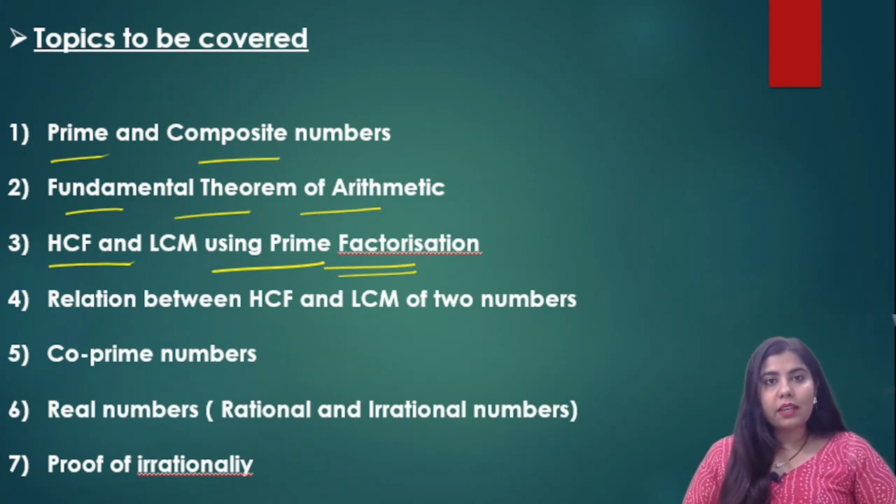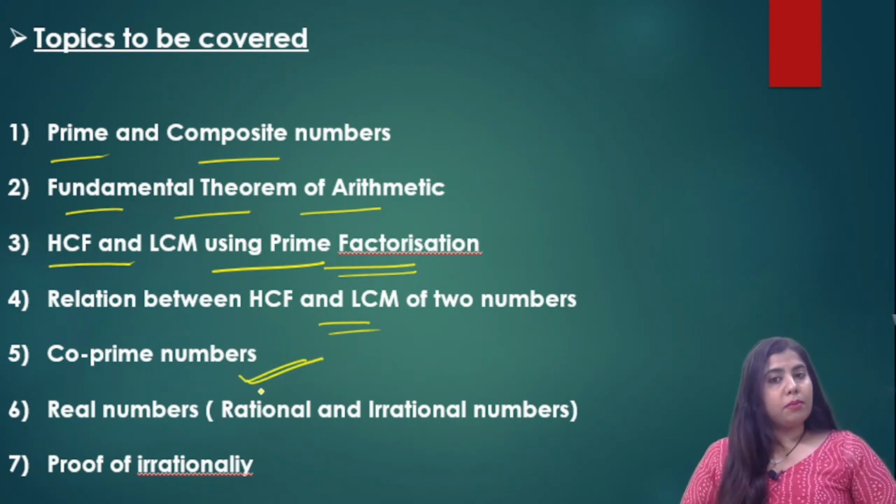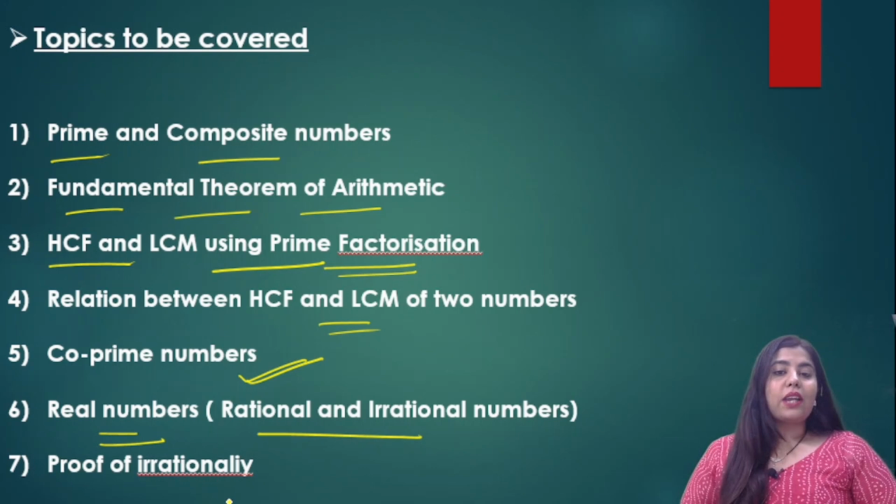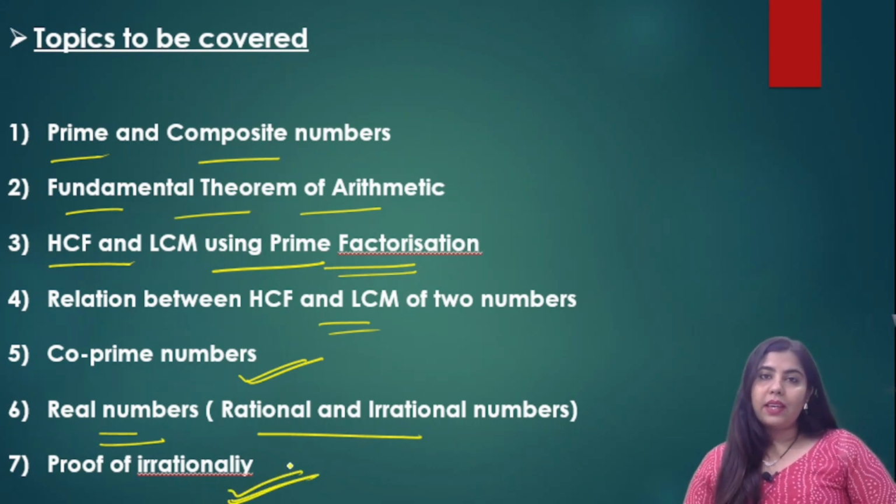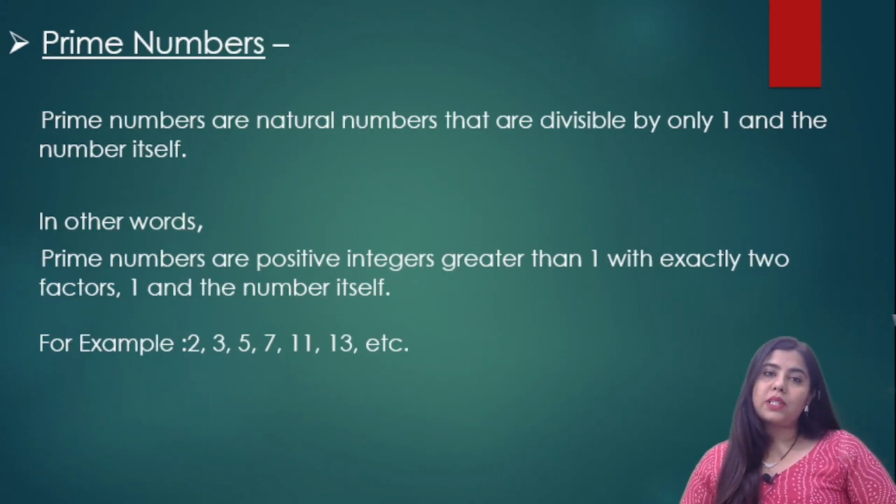If two numbers are given and the HCF and LCM of the two numbers are given, then how are they connected with each other? After that, we will learn a new term, co-prime numbers. Then we will move up to real numbers, rational and irrational numbers, and after that we will discuss the proof of irrationality. Okay, so let us just recall the prime and composite numbers first.